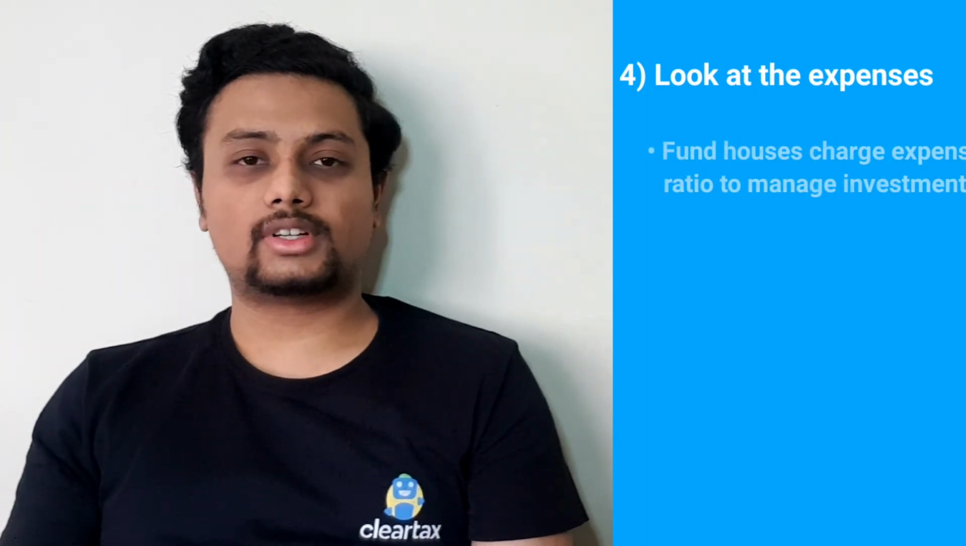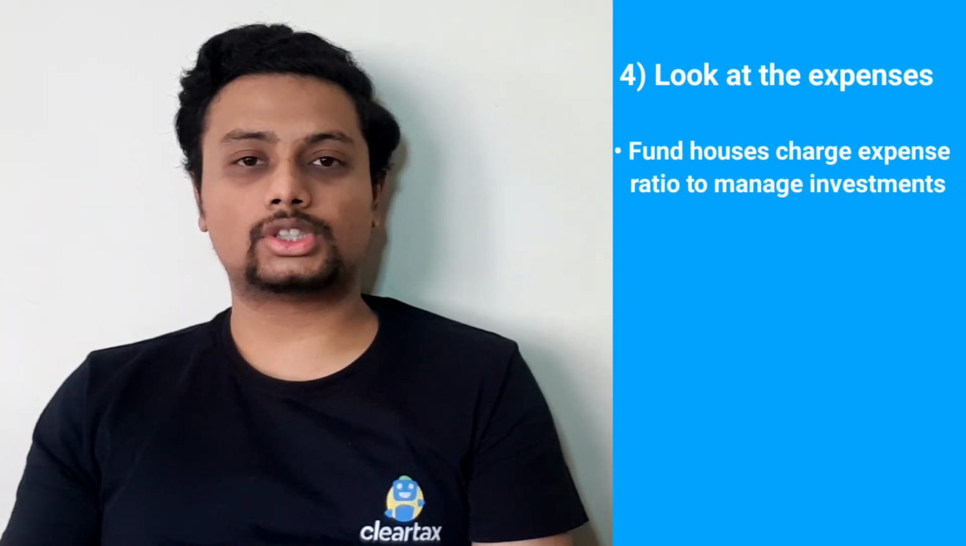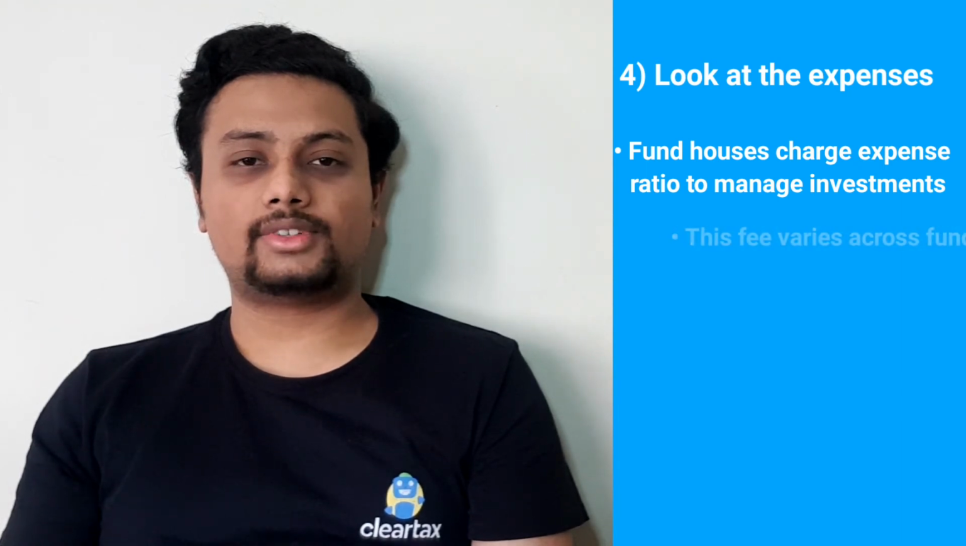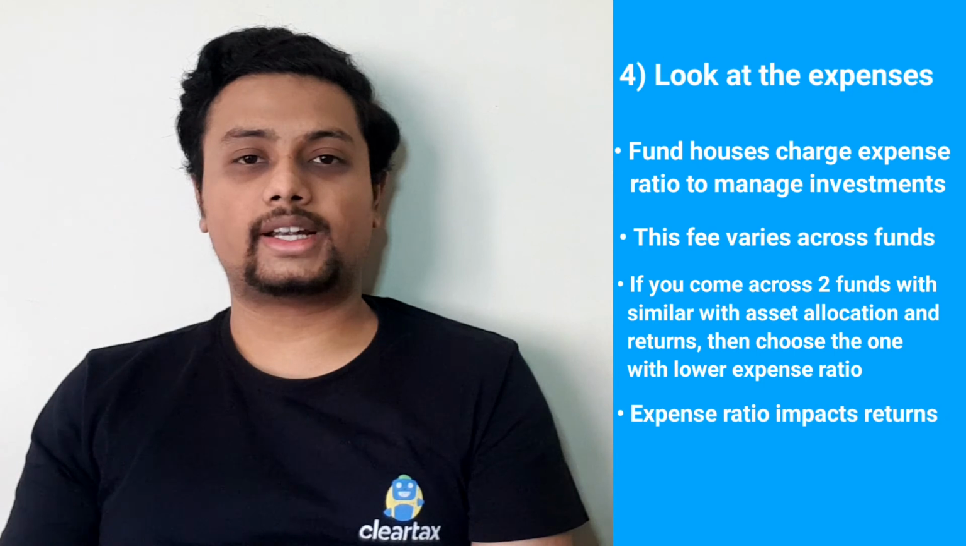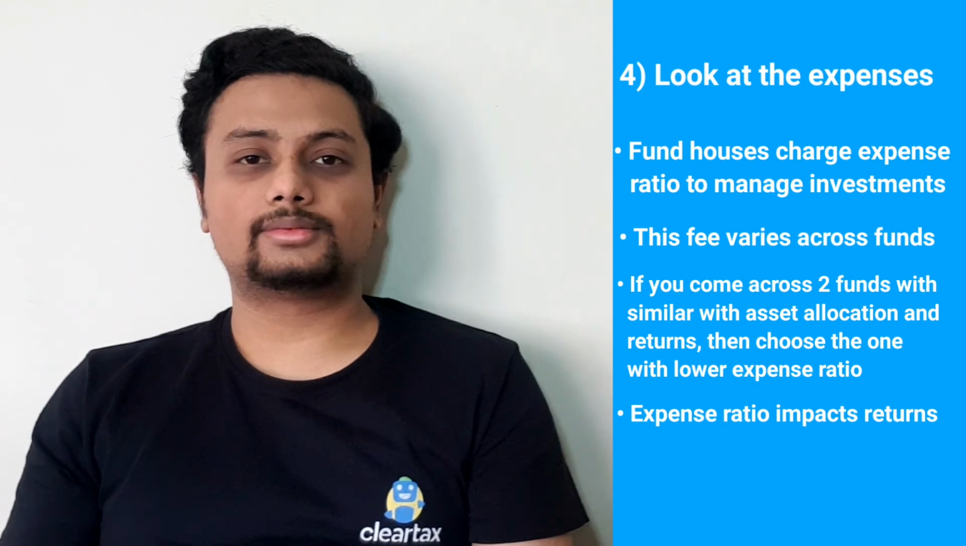Step 4. Look at the fund expenses. Mutual fund houses levy investors with a small charge called the expense ratio to manage their investments. This fee varies across fund plans. If you come across two different funds having a similar asset allocation and performance, then you may consider investing in that fund which has the lower expense ratio. Expense ratio directly impacts take-home returns. Therefore, it is advisable to choose that fund whose expense ratio is on the lower side.